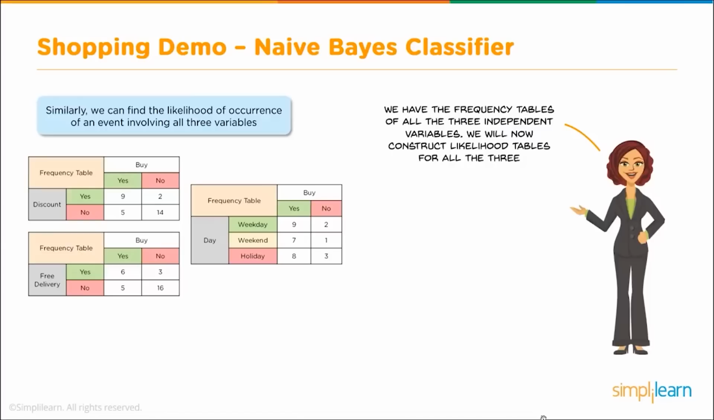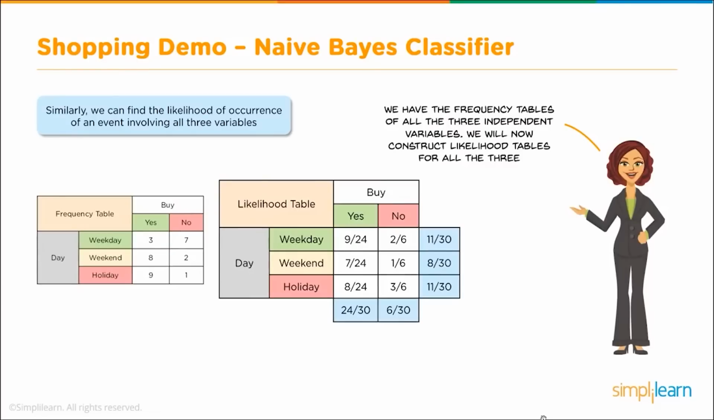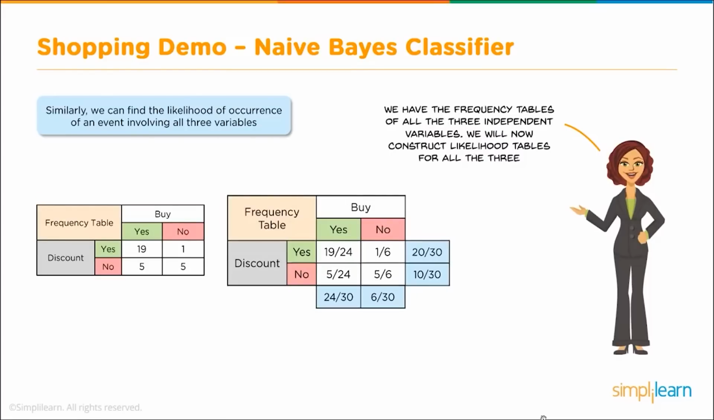Next, we can take the same setup. We have the frequency tables of all three independent variables. Now we can construct the likelihood tables for all three of the variables we're working with. We can take our day like we did before. We have weekday, weekend, and holiday. We filled in this table. And then we can come in and also do that for the discount, yes or no. Did they buy, yes or no? And we fill in that full table.